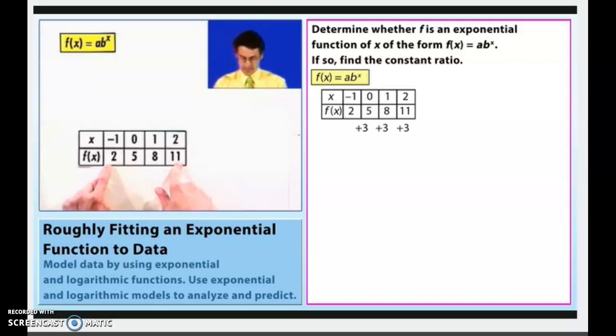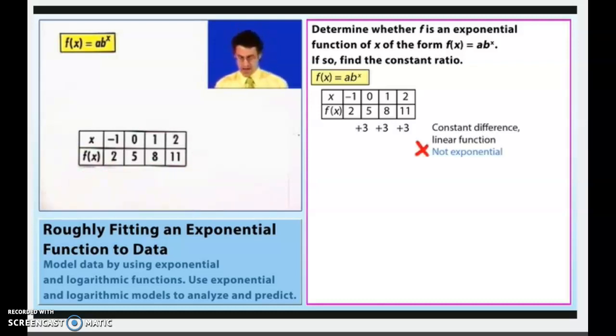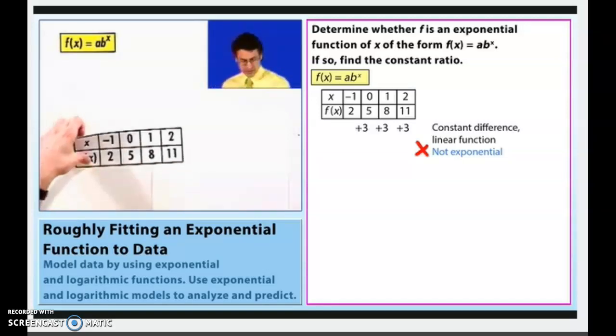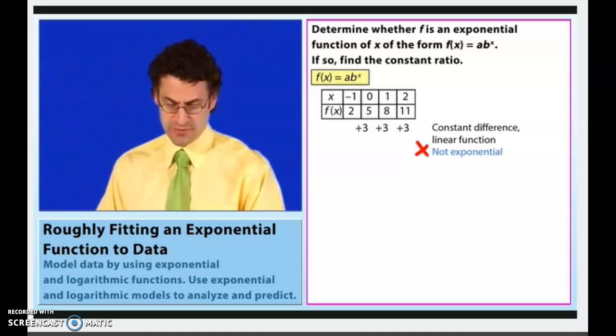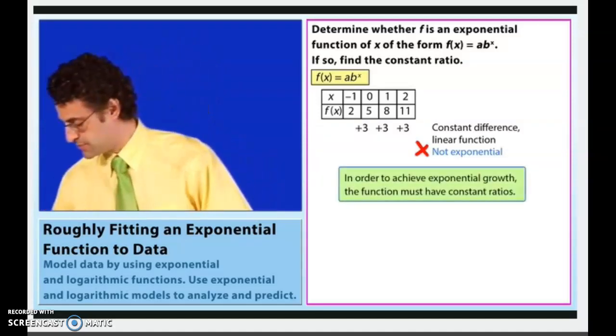And so what we see is that, in fact, these are increasing at a constant difference. So the differences here are constant, increasing at a constant rate. This is linear. This is definitely not exponential. Here, the values are growing not fast enough to have that dramatic growth to make it exponential. In order to actually have exponential growth, what we need are not constant differences, but constant ratios.